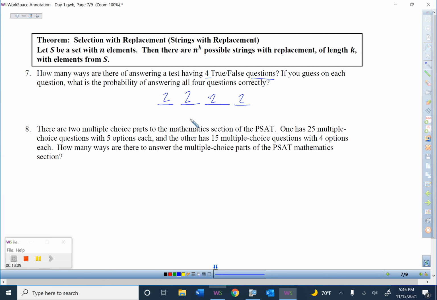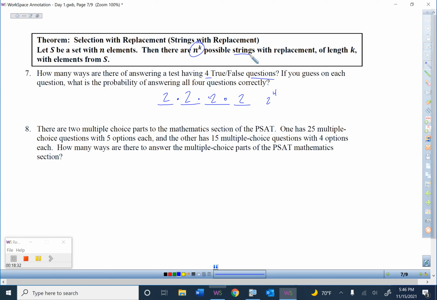But because these are the same types of questions, there's a pattern here that wasn't on the other one. I can generalize this as 2 repeated 4 times. And that's what this n to the k is saying up here. It says, let S be a set with n elements, and there are n to the k possible strings with replacement of length k with elements from S.